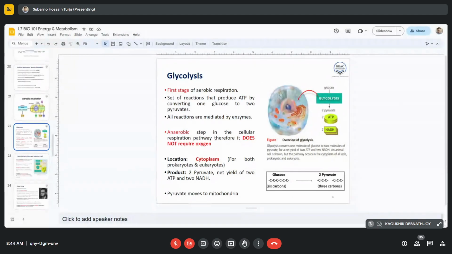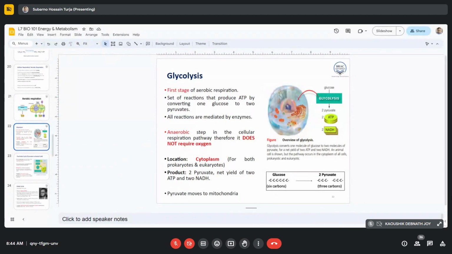Now, let's start with step one of respiration. The first step of respiration, as we know, is glycolysis. When we consider respiration to happen aerobically, or with the help of oxygen, the main reaction, if we look at the bottom right section, is the breakdown of one molecule of glucose into two molecules of pyruvate.